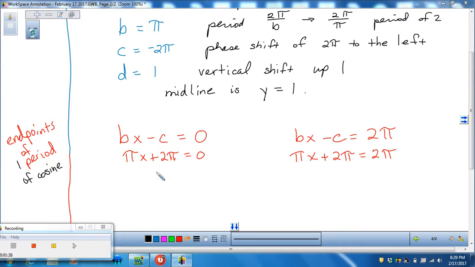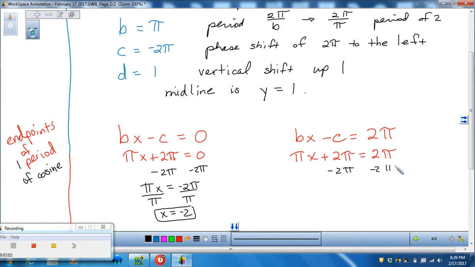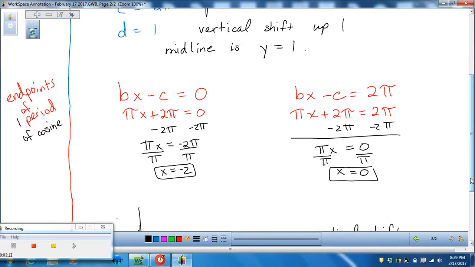and solve. So we subtract 2 pi from both sides, and then we're going to divide by pi on both sides, and when we do that, for one of the endpoints, we get that x is equal to negative 2. On the other side, we're subtracting 2 pi, and we get pi x equals 0, and so now when we divide by pi on both sides, we get that x is equal to 0. These are the x values of our starting points.